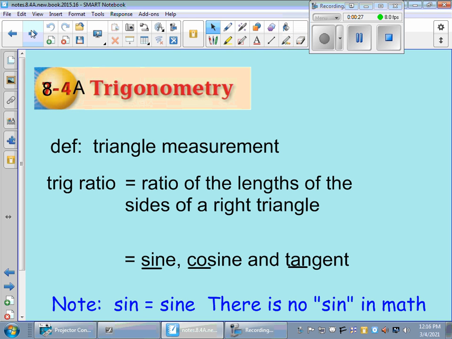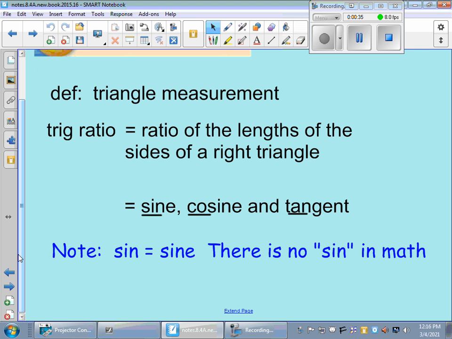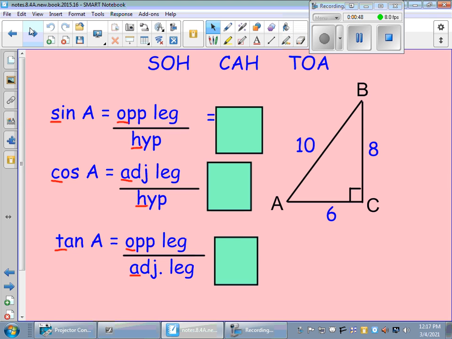So formal definition, trigonometry, a triangle measurement. A trig ratio is a ratio of the lengths of the sides of a right triangle. So again, this works for right triangles. We're going to introduce sine, cosine, and tangent. And even though your calculator just says SIN, there is no sin in math. The sin is an abbreviation for sine because they couldn't fit all the letters in those small parts. So we have an abbreviation that we want to keep in your head, SOHCAHTOA. Way to help us out.